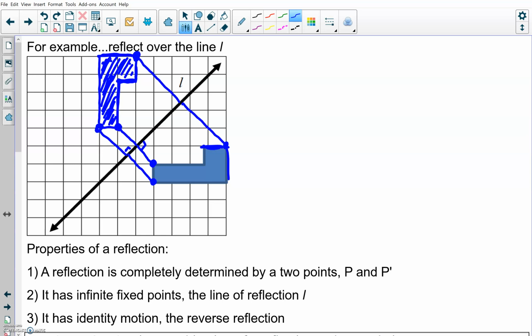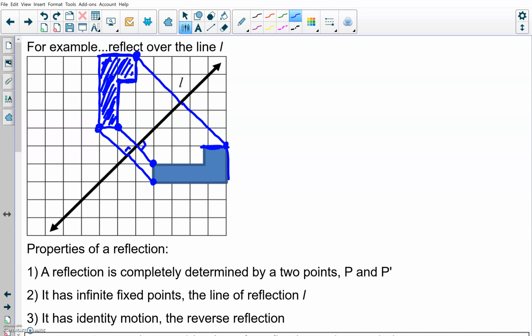Okay, so that's a reflection. And the properties: it's completely determined by 2 points, P and P prime. If I could take that little L-looking shape, that blue solid shape, pick it up and flip it over the line, just grabbing one corner, the whole shape's going to come with it. So you just need 2 points to determine it.